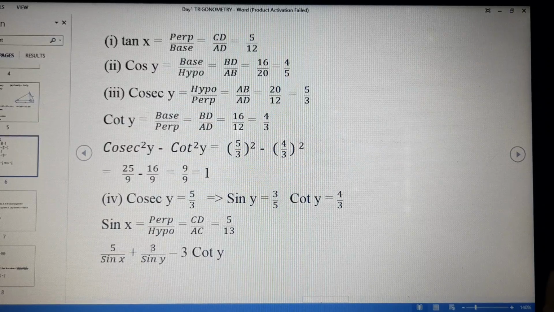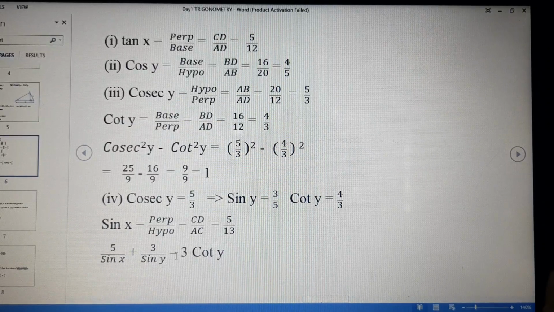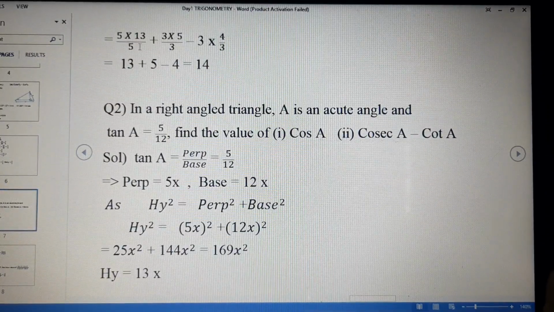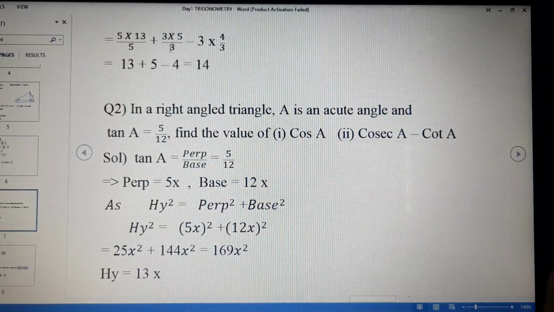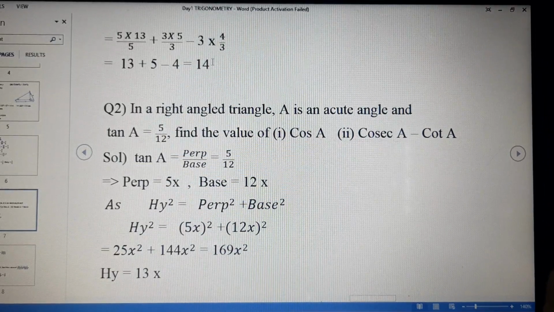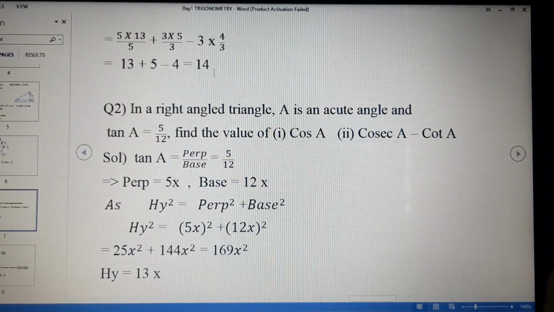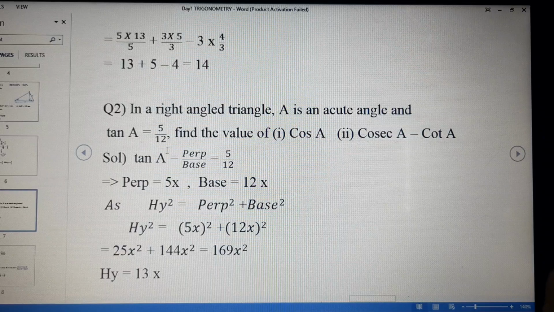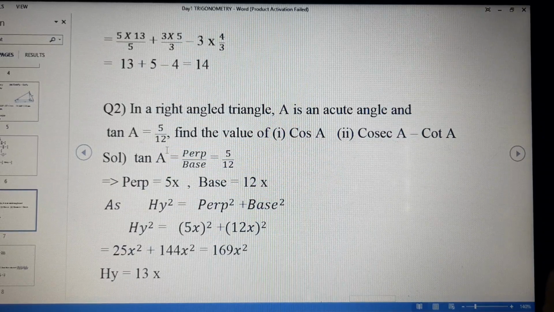Now 5 upon sin x plus 3 upon sin y minus 3 cot y. We will substitute all the values. So sin x was 5 upon 13, 13 goes up, and sin y was 3 upon 5, 5 has been transferred to its reciprocal, 5 upon 3. 3 and 3 cancel, and cot y was 4 upon 3. We have got 13 plus 5 minus 4, that means 14. Clear? We do not require the diagram every time.